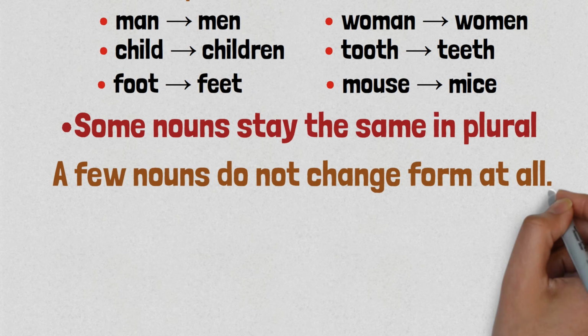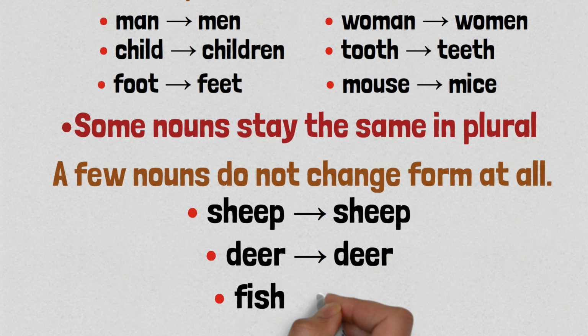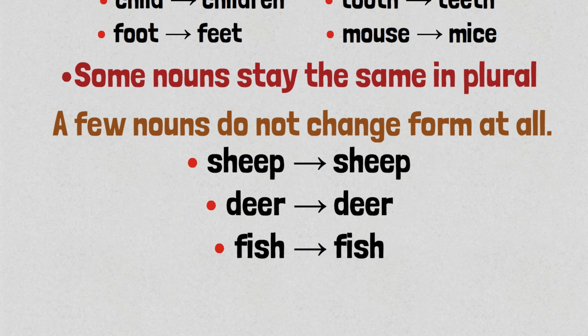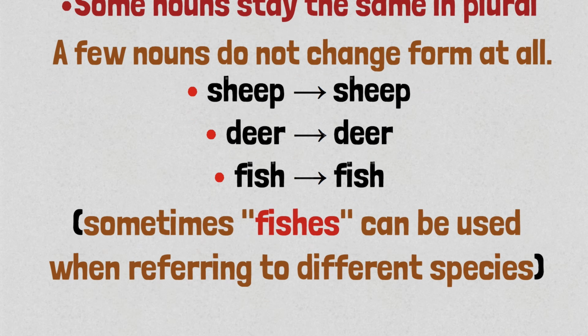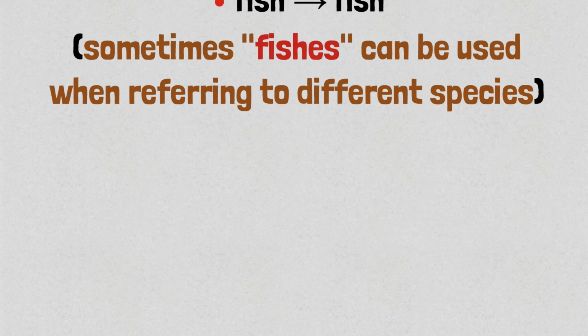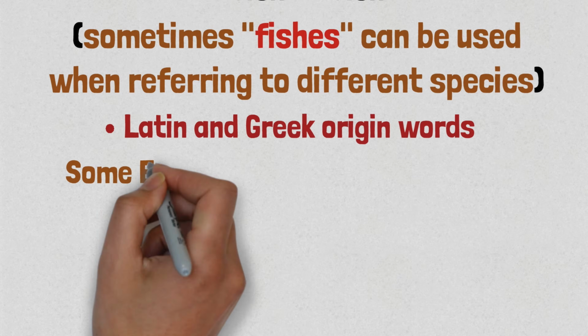Some nouns stay the same in plural. A few nouns do not change form at all. Sheep, sheep. Deer, deer. Fish, fish. Sometimes fishes can be used when referring to different species.